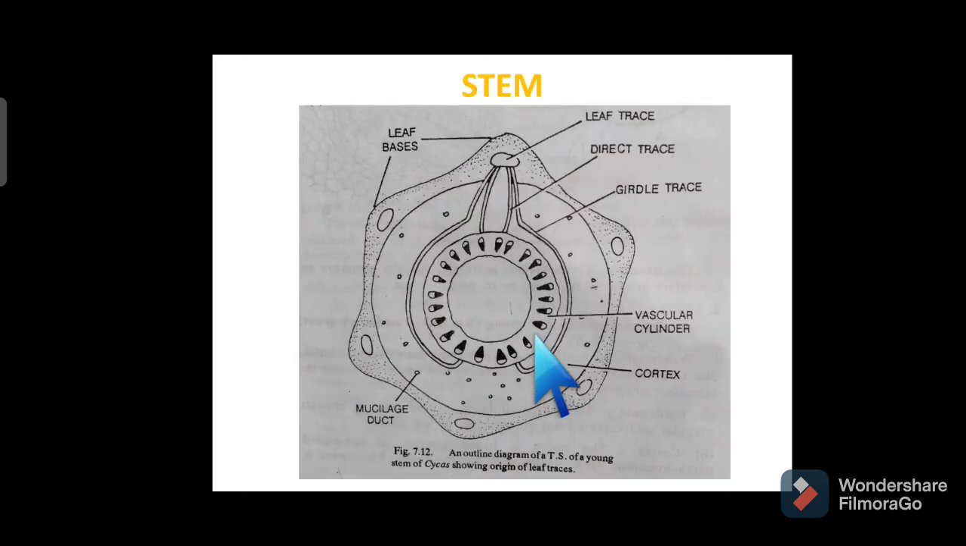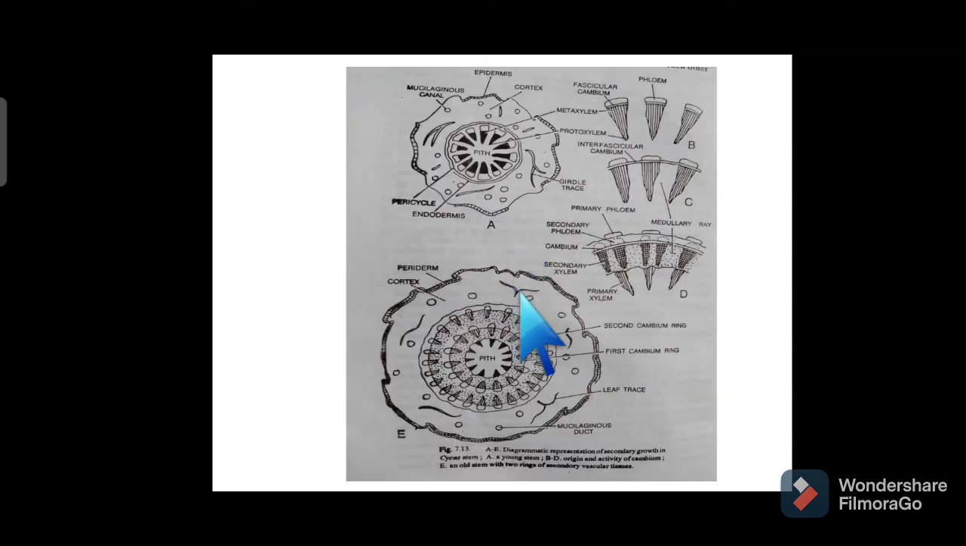The third point is the presence of mucilage canals, or mucilage ducts, not only in the cortex as you can see here, but also in the pith. Then the next point is the presence of girdle leaf base traces in the cortex. Remember, these are the leaf traces, the direct and the girdle traces in the cortex.